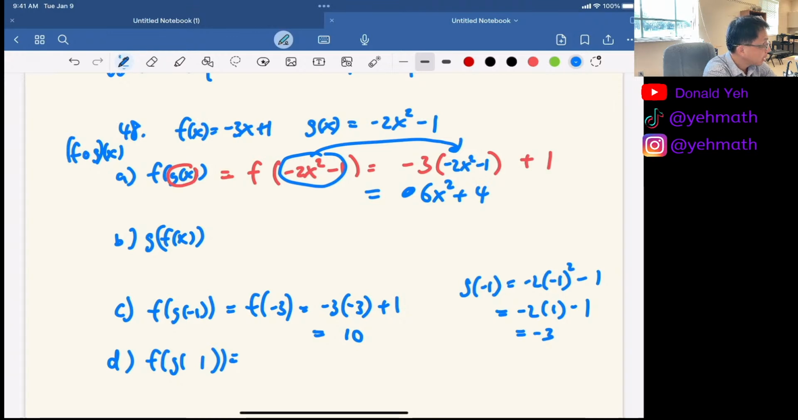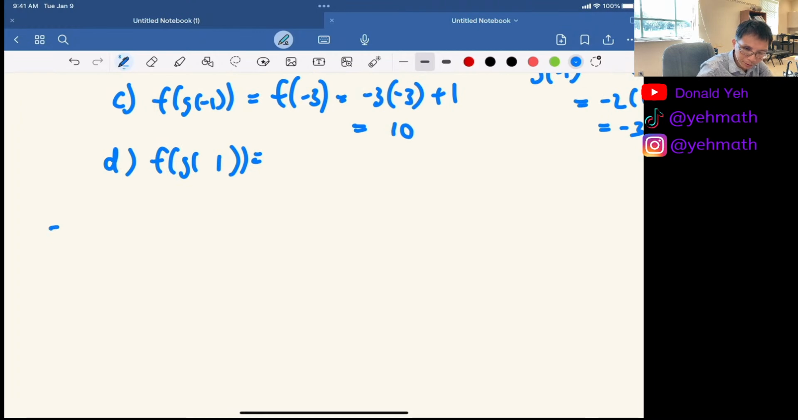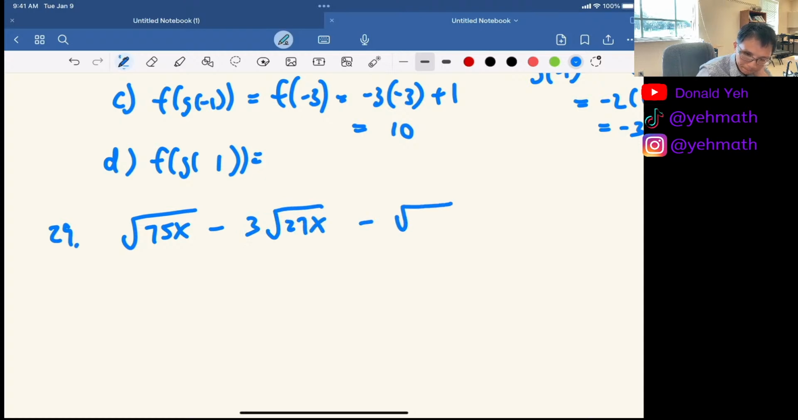Omar? Could we do 29? 29? Okay, I'm going to leave 48 to you. I'm going to come back to that. 29. What's question 29? It's the square root of 75x minus 3 times the square root of 27x minus the square root of 12. Okay, hold on a second. Square root of 75x to which power? It's just 1. Okay. Minus 3 times the square root of 27x. Okay. And then minus the square root of 12. Like this? Yes. Okay.